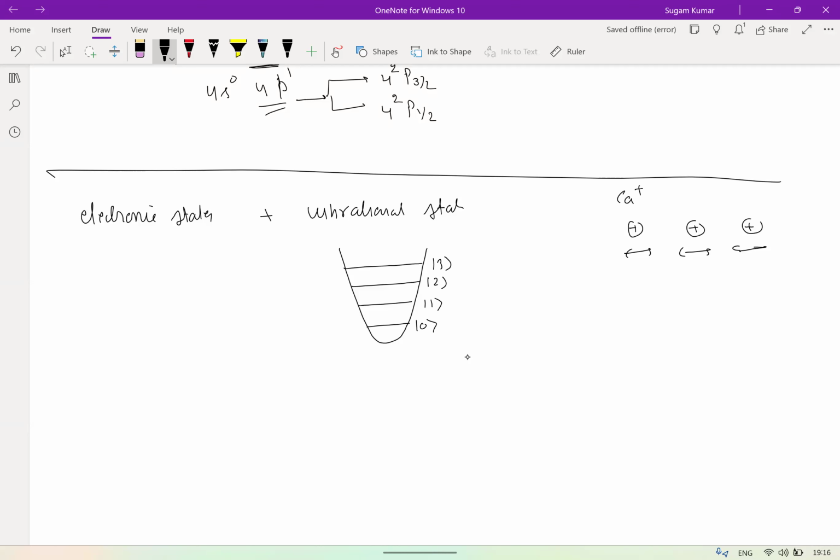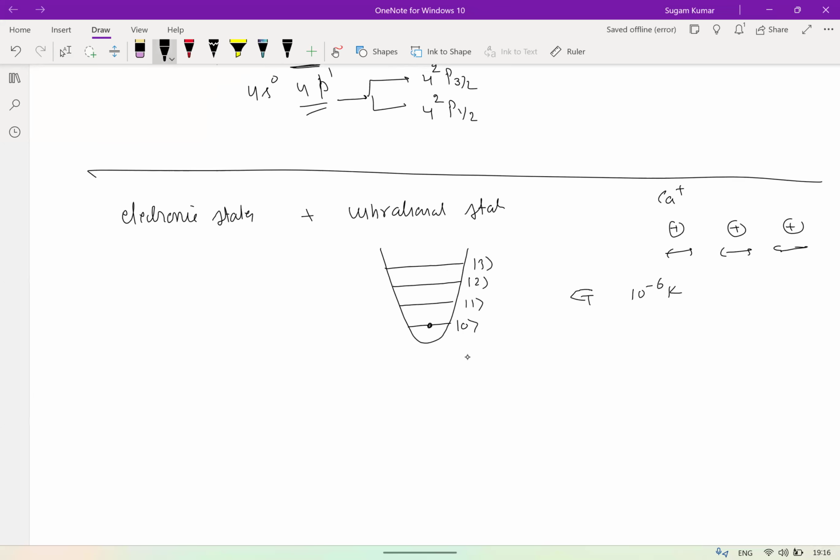But since they are very heavy ions, if you really want to bring them to the ground state, you have to cool them to nearly 10 to the power minus 6 Kelvin. Below around this temperature, you have to cool down if you really want to populate them to the ground state. So from now onward, I am going to use two systems. One is the n, which is the vibrational quantum number, or quantum state. And then these electronic levels like D 5/2 and S 1/2, these levels I can use as a qubit.